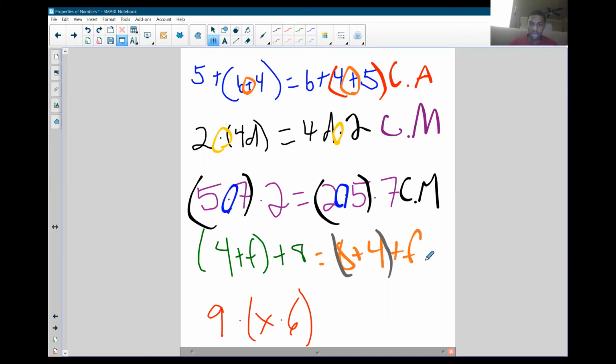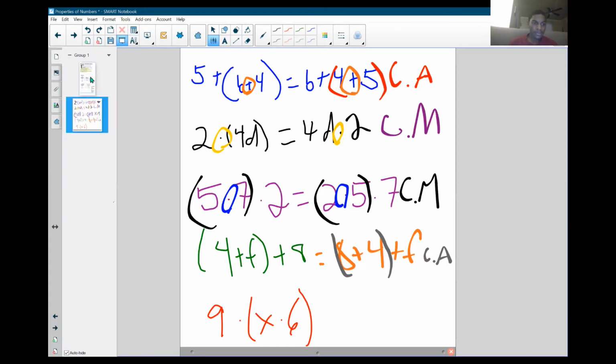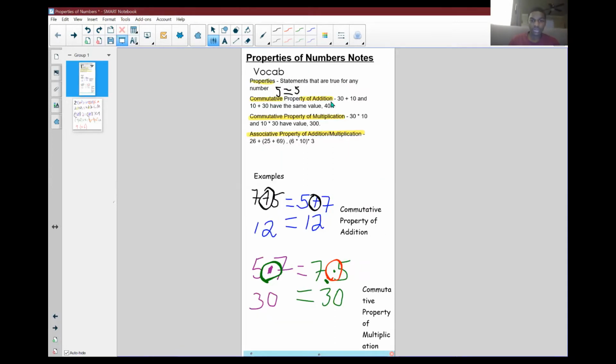And that will be C dot A, because according to this, if we go back to our notes, because of the commutative property of addition. Okay. 30 plus 10 and 10 plus 30 have the same value.